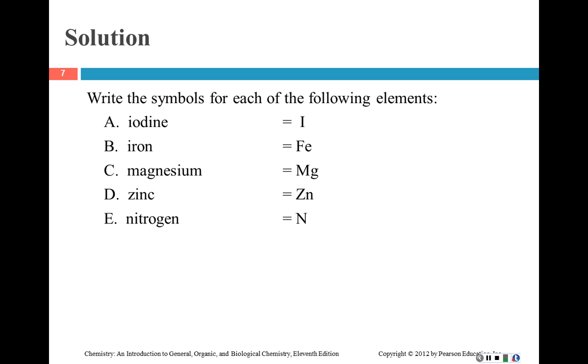Okay, let's see how you did. Iodine is pretty easy. It's just the letter I. Iron, I told you it might be a little odd. It's Fe, for ferrous. We use that in some terminology. Magnesium is Mg. Zinc is Zn, and nitrogen is N.